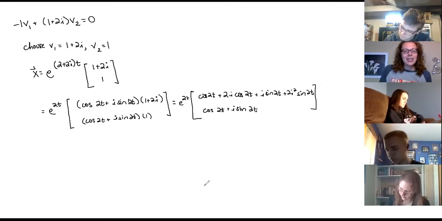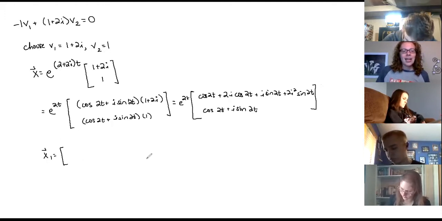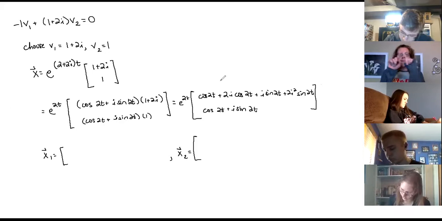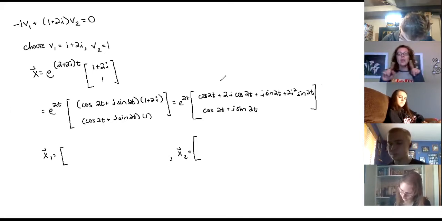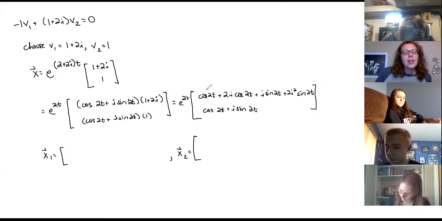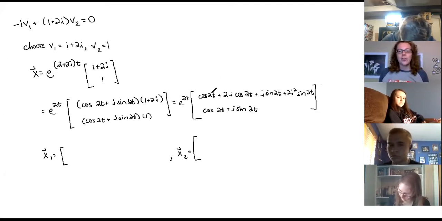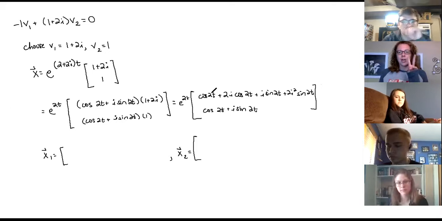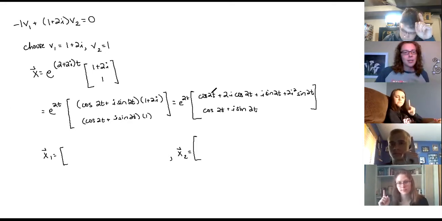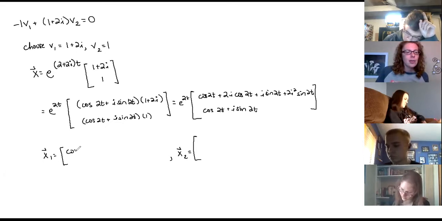Okay, let's decompose into x1 vector and x2 vector. And this time we've got 6 pieces to divide up, right? 4 pieces in the top row, 2 pieces in the bottom row. So we've got 6 pieces to divide up. Cosine 2t, hold up fingers for me. Cosine 2t goes in x1 or x2? What do we got? Cosine of 2t goes in x1. Thank you. Cosine of 2t.